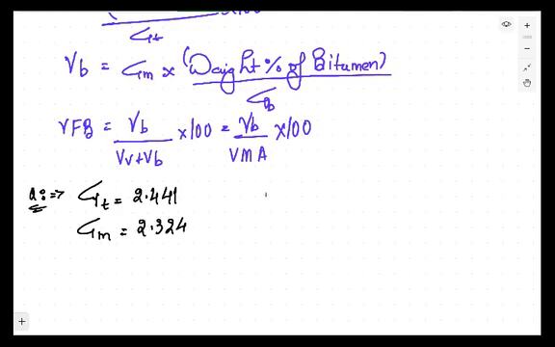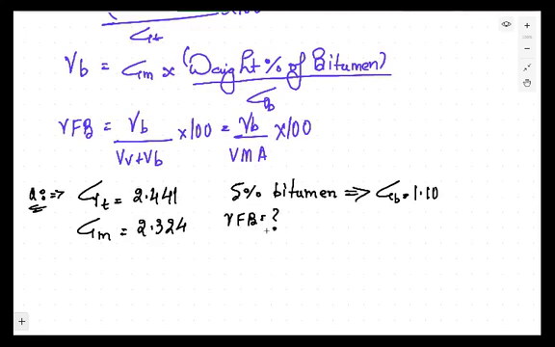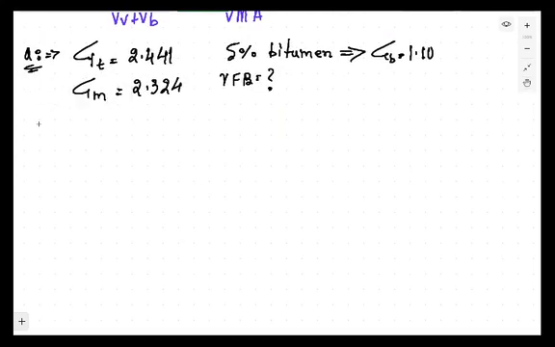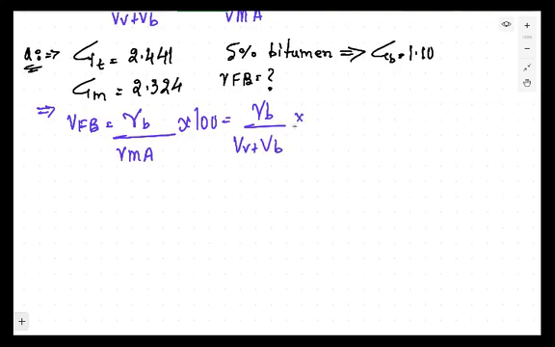They are saying that the sample includes 5% by weight of bitumen, with the specific gravity of the bitumen given to us as 1.10. What they are asking is to calculate the voids filled with bitumen with respect to the total number of voids. VFB they are asking. Now we know that VFB is the ratio of the voids filled with bitumen divided by the total number of voids into 100, which is basically VB upon VV plus VB into 100. So we have to find VV and VB.